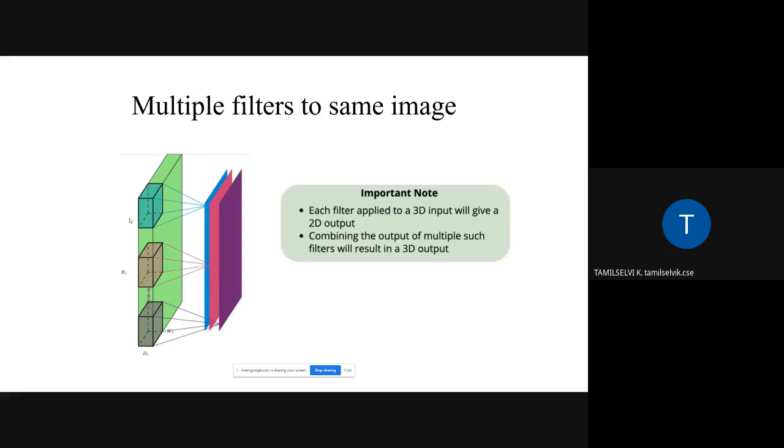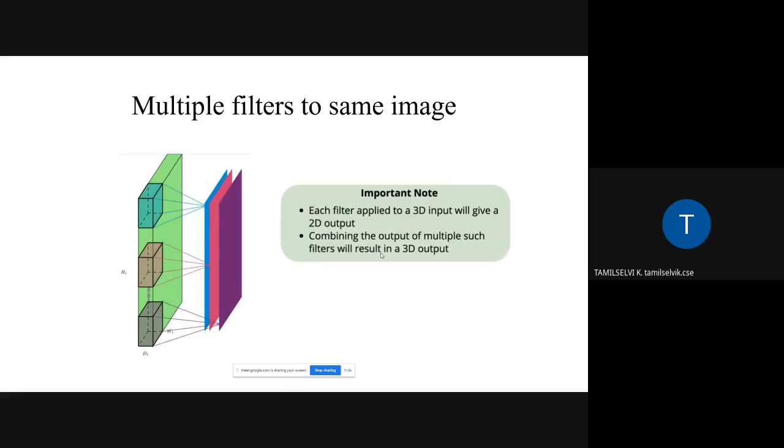Since we have already said that even if your image is 3D, when you apply the filter, you will get a 2D output. Each filter applied through a 3D input will give you a 2D output. Now, combining the outputs of multiple such filters will result in a 3D output. Here the depth is nothing but the number of filters. As of now, have a clear idea that if your input is 3D and your filter is also 3D, you will get only a 2D output.